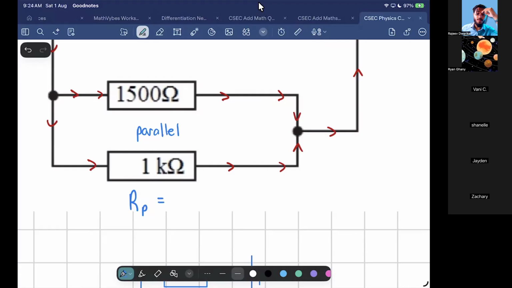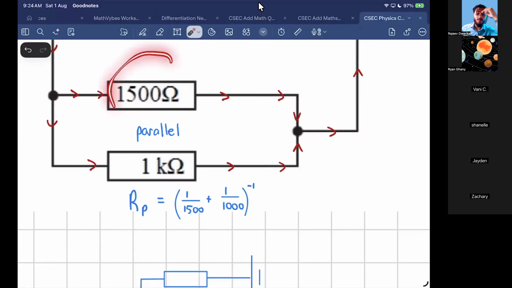1 over 1500 plus 1 over 1000, all to the power -1. Chanel, do you understand that or no? No, sir. Could you explain? Alright, so anytime you have resistors in parallel, this is the formula I would use to combine the resistors. The derivation for this formula is a bit hard to explain right now. But you can't just add the resistors because of what it implies.